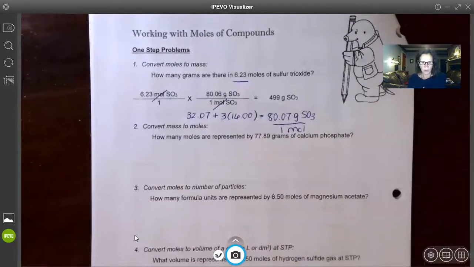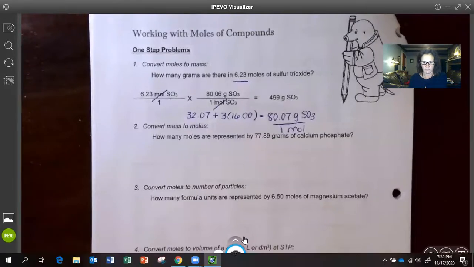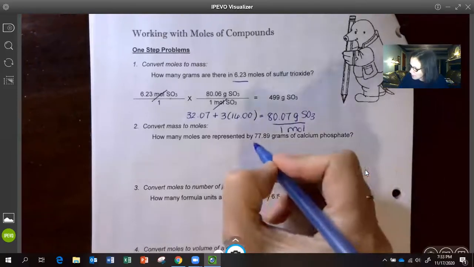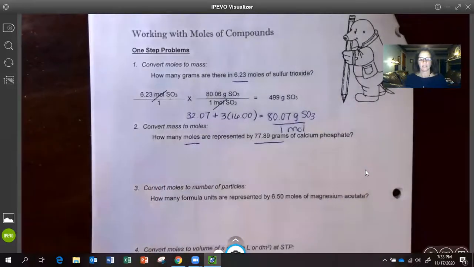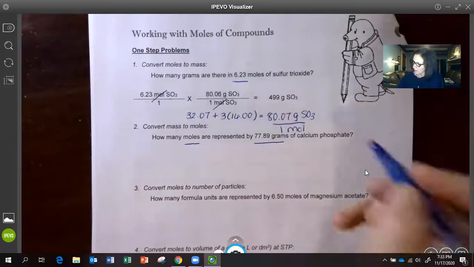Okay, so let's look at another question together. In question number 2, we're starting with 77.89 grams of calcium phosphate, and we want to know how many moles that is. So the first step in this process will be to write the formula for calcium phosphate.